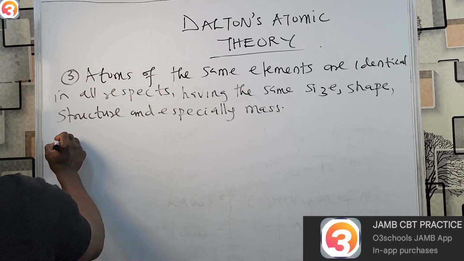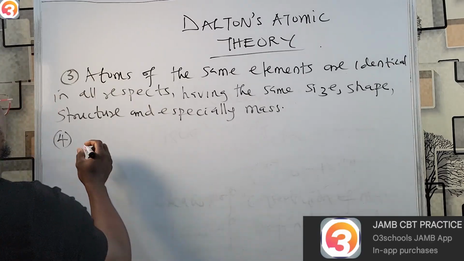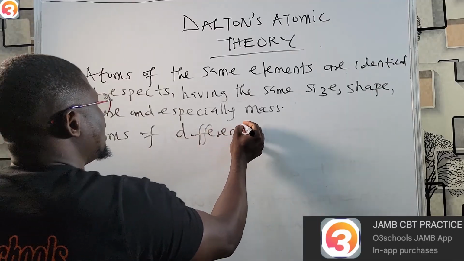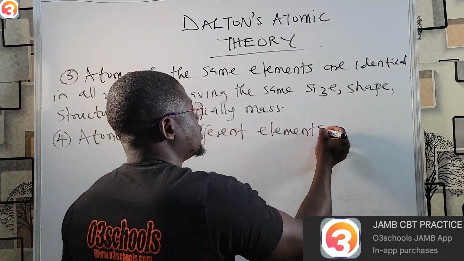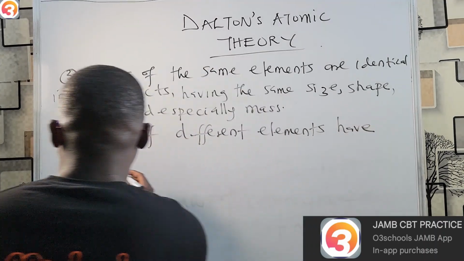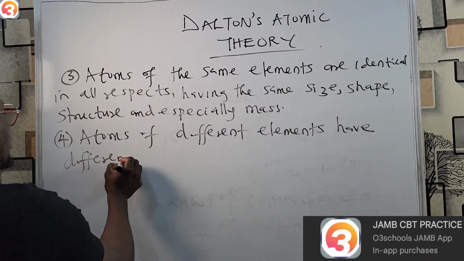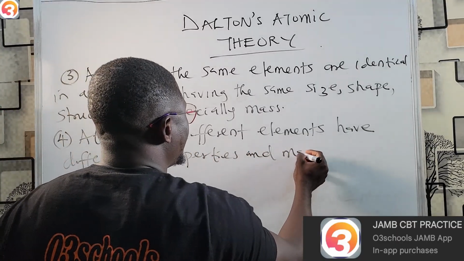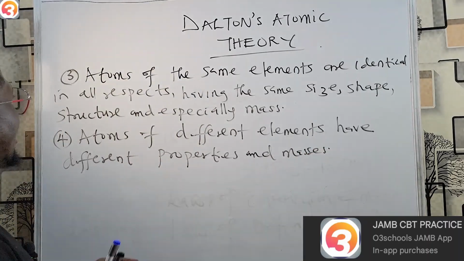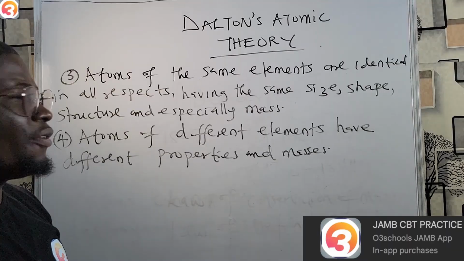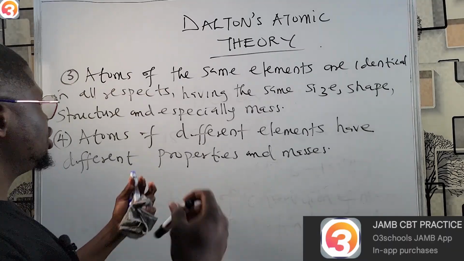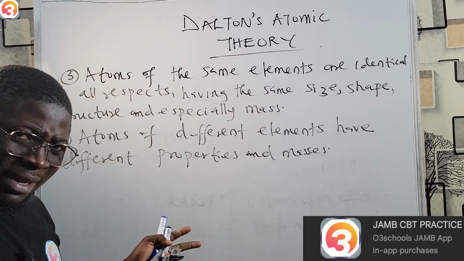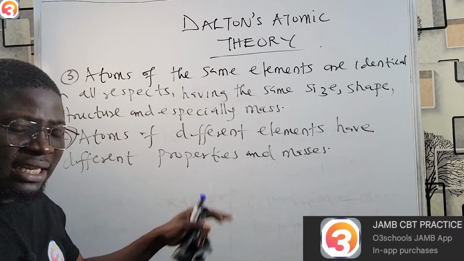Now let's look at the fourth one, number four. Of course, he said atoms of different elements have different properties and masses. All right, so atoms of the same element are identical in all respects, having the same size, shape, structure, and mass. However, the fourth postulate said atoms of different elements now have different properties and masses.